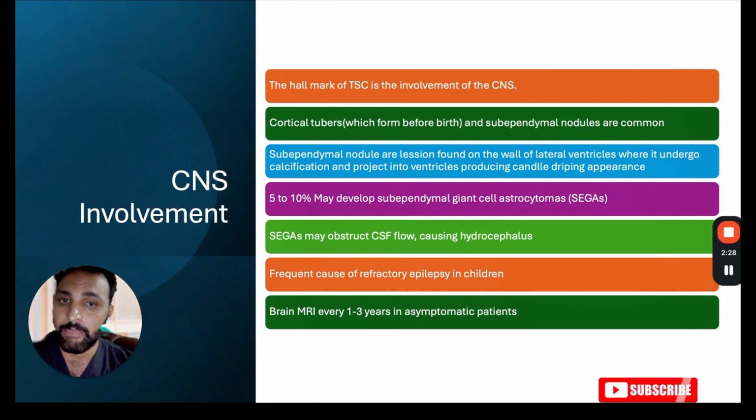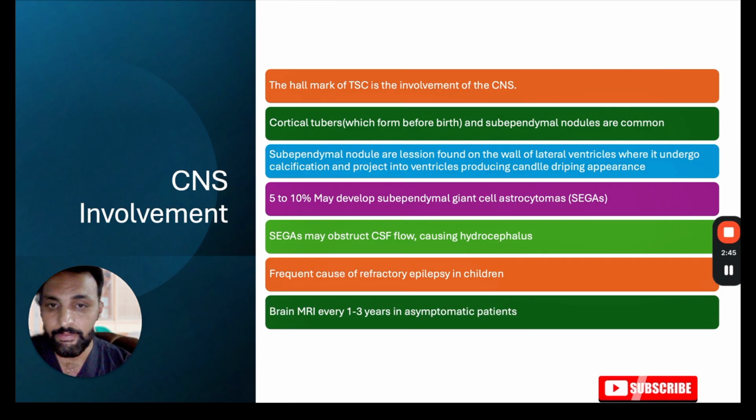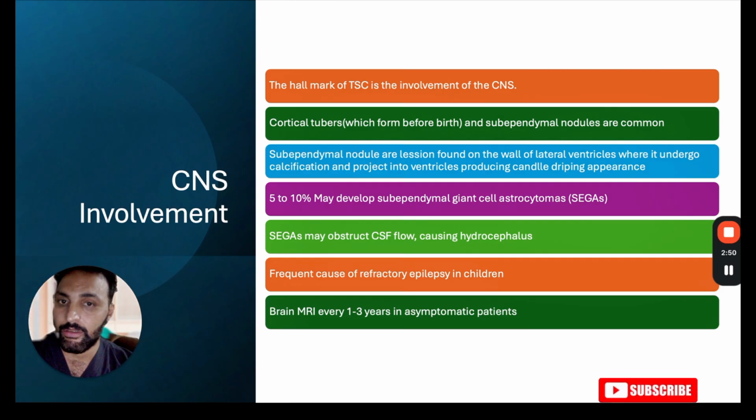5 to 10% may develop subependymal giant cell astrocytoma. SEGA may obstruct CSF flow causing hydrocephalus. It is a frequent cause of refractory epilepsy in children. Brain MRI every 1 to 3 years in an asymptomatic patient. We will do brain MRI every 1 to 3 years in an asymptomatic patient and diagnosed case of tuberous sclerosis.